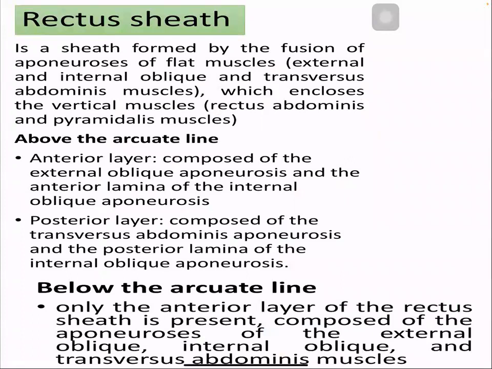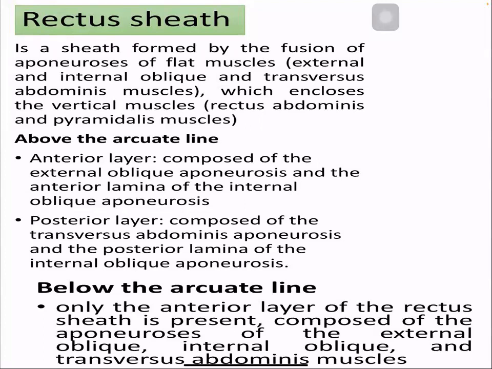The rectus sheath is a sheath formed by the fusion of the aponeuroses of the flat muscles, the external and internal oblique and transverse abdominis muscles, which enclose the vertical muscle, rectus abdominis, and the pyramidalis muscle. The rectus sheath is divided into above and below the arcuate line.